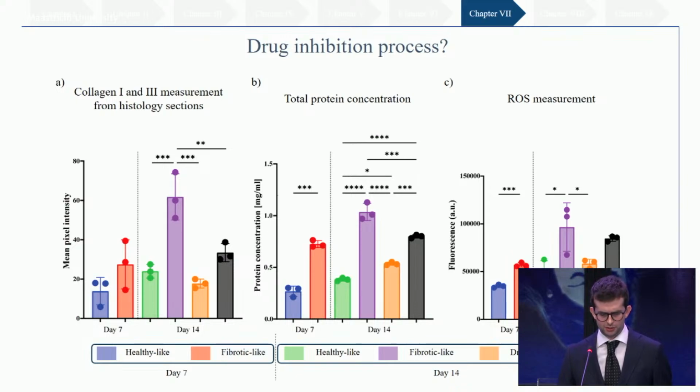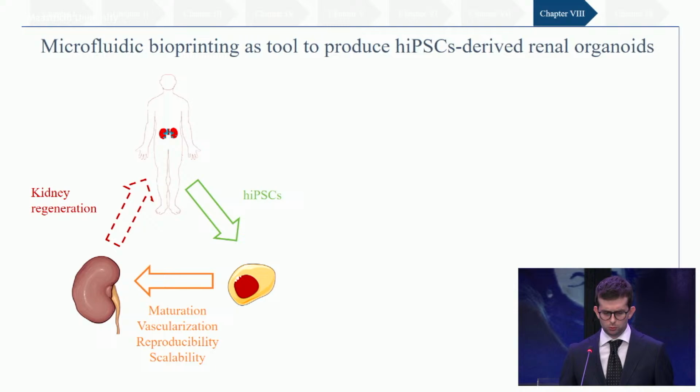The results regarding the drug compound are shown in the orange bar in these graphs, and in particular for the collagen 1 and 3 measurement from sections, and also regarding the total protein concentration and also the ROS measurement, we were able to show an inhibition process from the drug. So this can be a very first indication that this drug can also have an inhibitor effect regarding the progression of fibrosis. In the last two chapters, chapter 8 and 9, we focus more on stem cells.